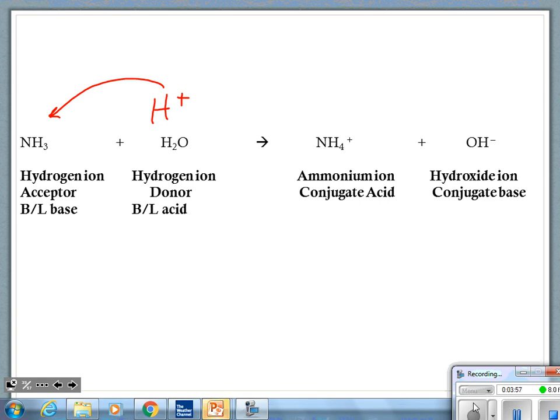So which substance is donating a hydrogen ion? H2O, the water. According to Bronsted and Lowry, a hydrogen ion donor is a Bronsted and Lowry acid. Who is accepting the hydrogen ion? Well, that is the ammonia. So according to Bronsted and Lowry, a hydrogen ion acceptor is a Bronsted and Lowry base.